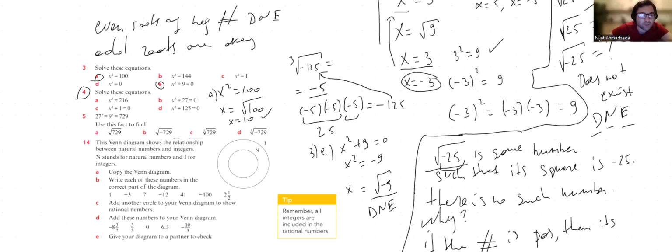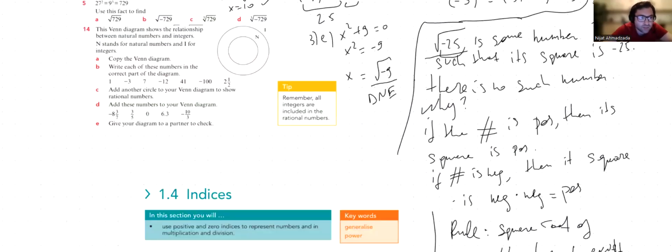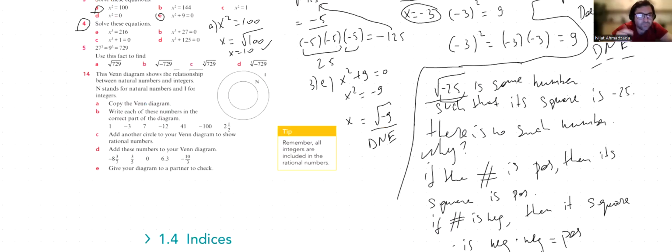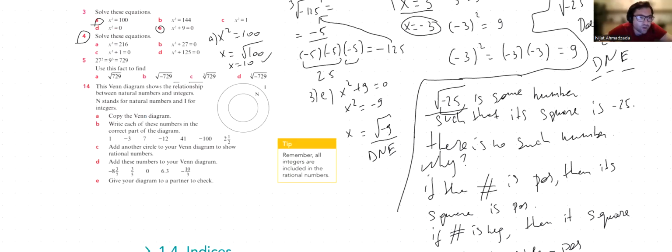Let's do question number 4. Let's do 4D. It says x cubed plus 125 is equal to 0. So x cubed is equal to 0 minus 125. Then x is equal to the cube root of negative 125. And we already know that the cube root of negative 125 is negative 5. Okay, so that was 4D.